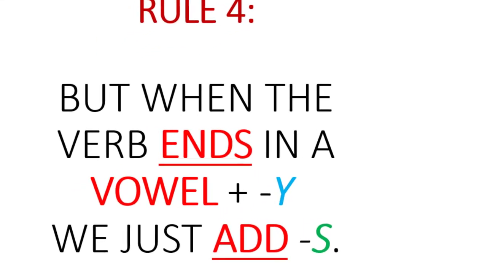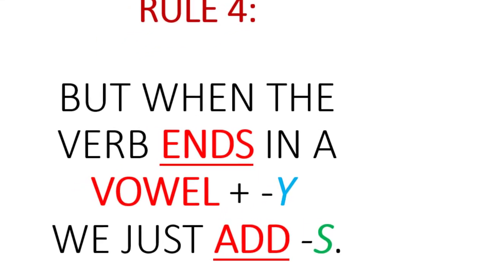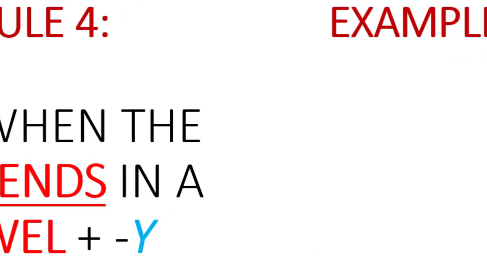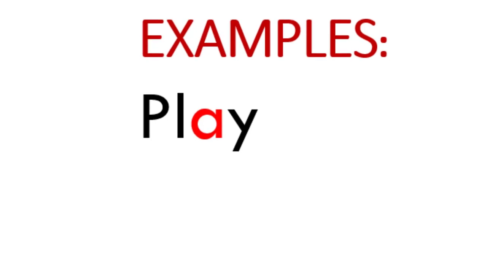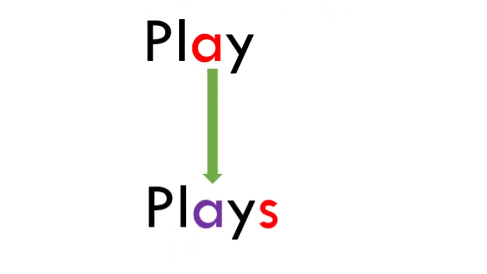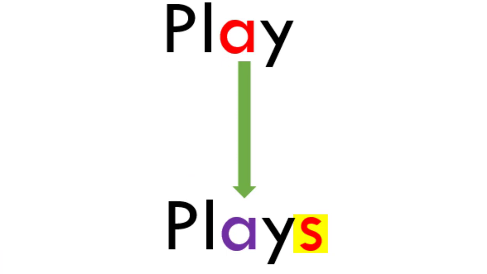Rule number 4. But when the verb ends in a vowel plus Y, we just add S. For example, play. The last letter of play is Y, but before it, we have an A. So in this situation, we just add an S at the end of it.